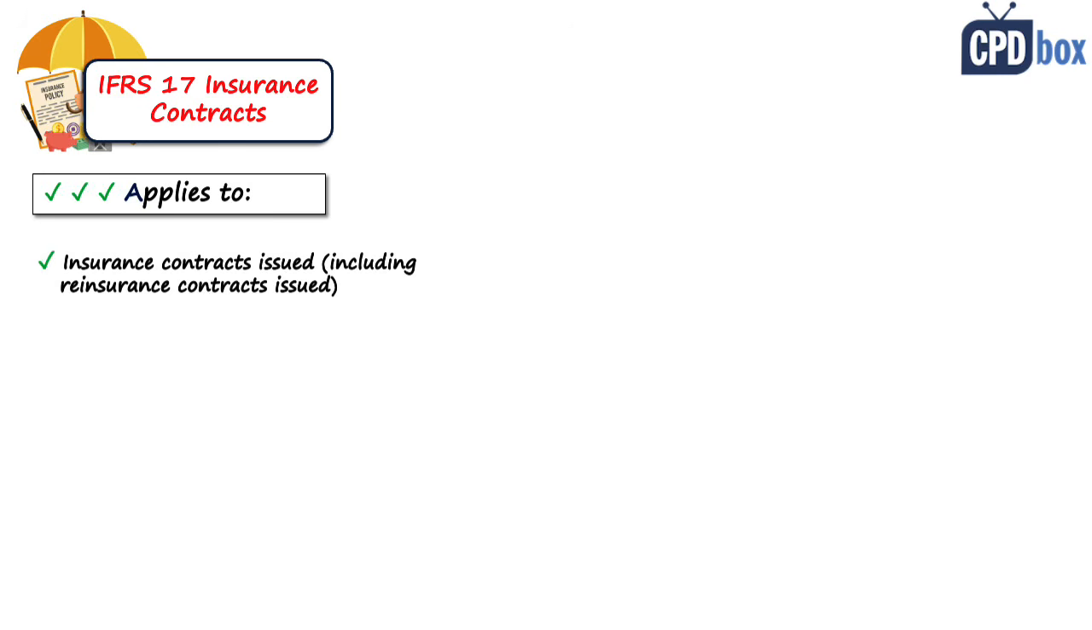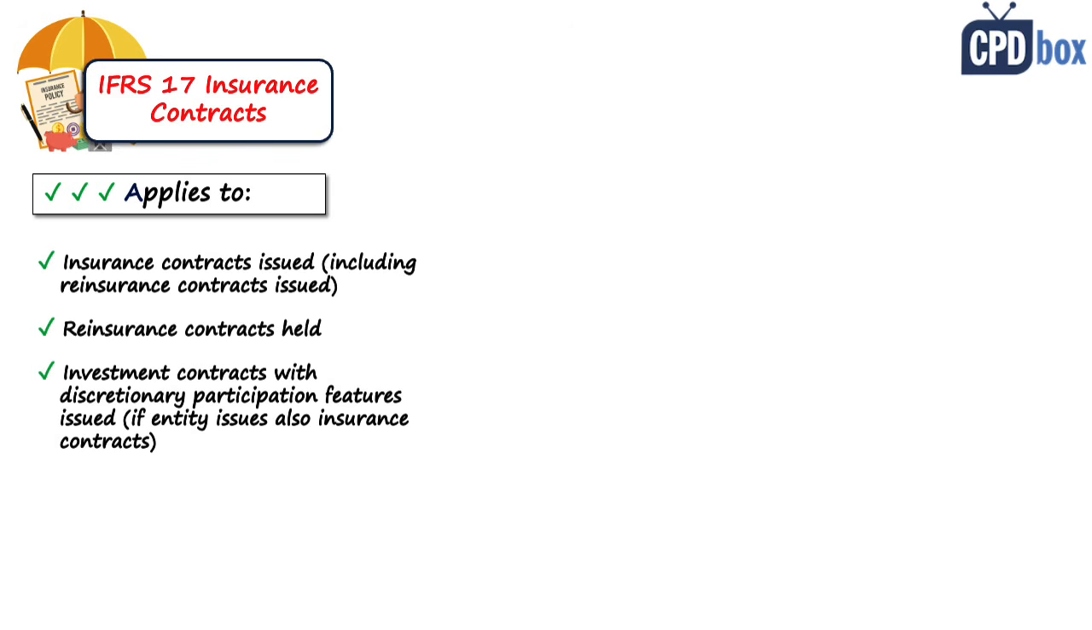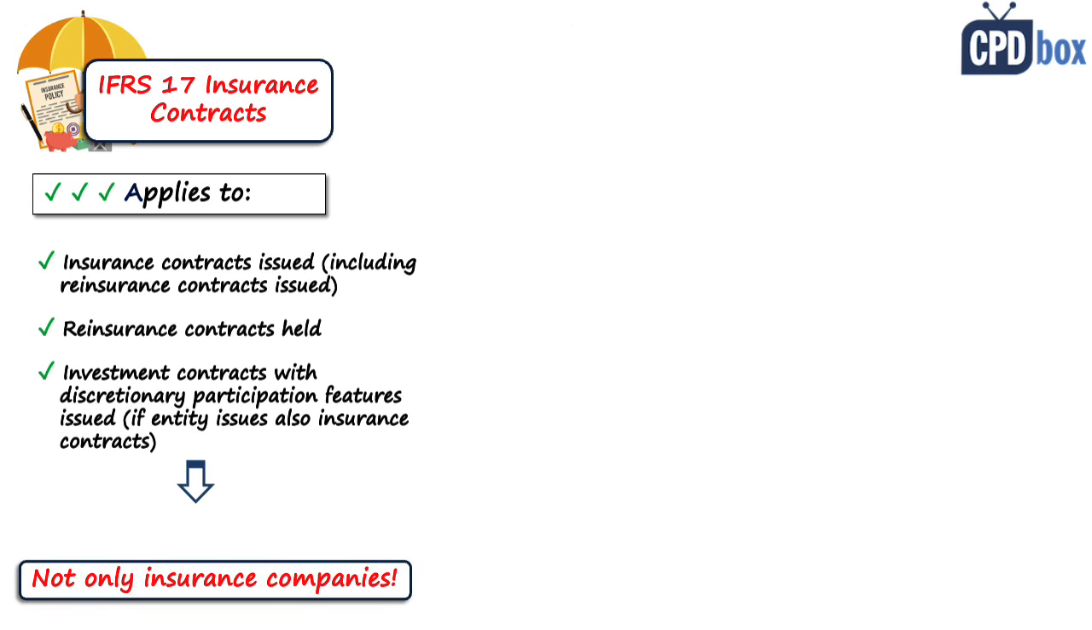First, to all insurance contracts issued, including reinsurance contracts issued, but then also to reinsurance contracts held. Reinsurance is simply insurance of an insurance. You also need to apply IFRS 17 to investment contracts with discretionary participation features issued if the company or entity issues also insurance contracts. Please bear in mind that IFRS 17 applies to insurance contracts, not exclusively to insurance companies.